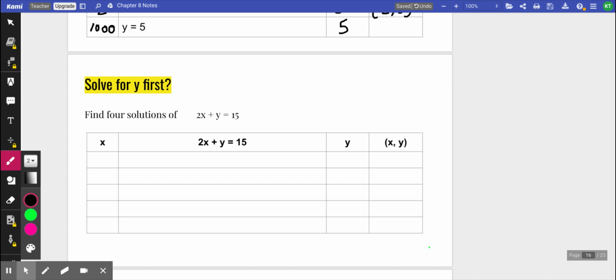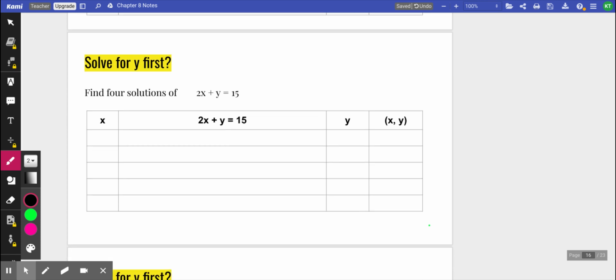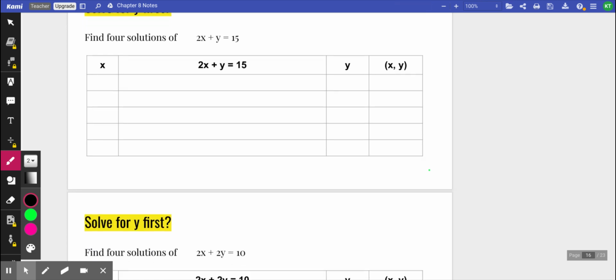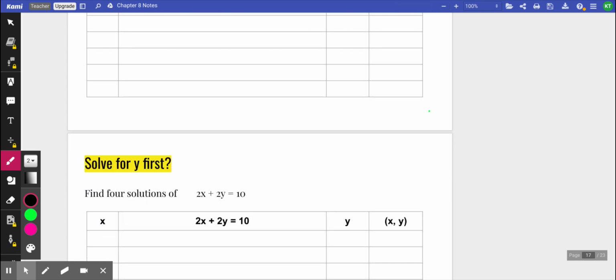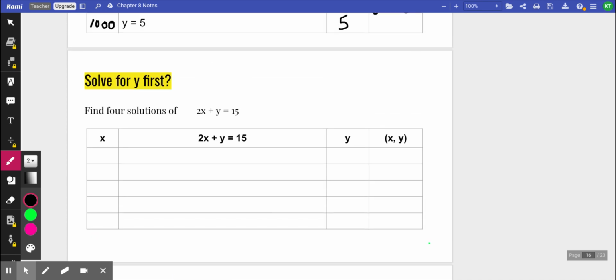Now, I put solve for y first because sometimes it's going to say you might want to solve for y first. And when y is by itself, meaning there's no coefficient, there's no number except for 1 right here, it's pretty easy to solve for y first. But if you look down at this next one, where you have 2x and 2y, there's that number there. It's a little more confusing. So I wouldn't say you have to solve for y first, but we'll look at it both ways.